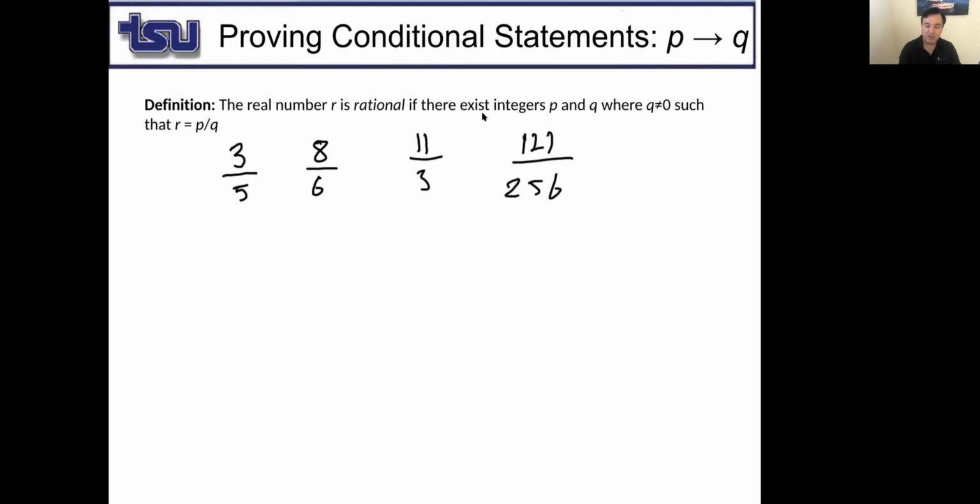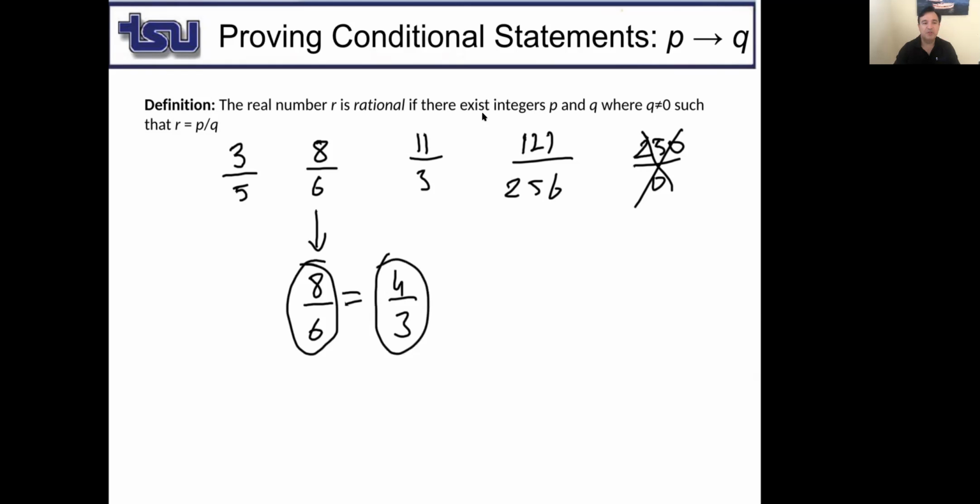A rational number can be written as p over q. P is an integer, q is an integer, and q is not 0. Obviously, 250 divided by 0 is not defined, so it cannot be a rational number, okay? So q cannot be 0. By the way, for example, 8 over 6 is equal to 4 over 3, right? So this is a rational number, this is a rational number, the same rational number with different representation, okay?